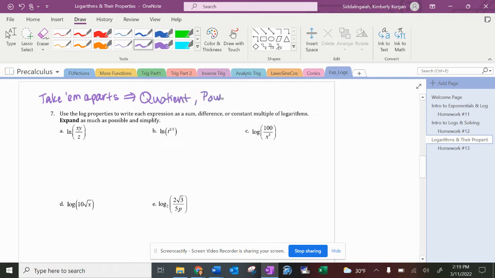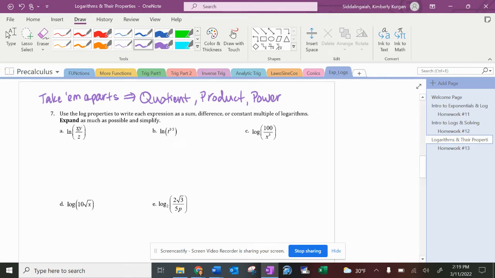Then, not the power property. Shoot, it's getting too excited there. Then the product property, and then the power property. So that's in the order that I tried to use them. And let me illustrate that with letter A.